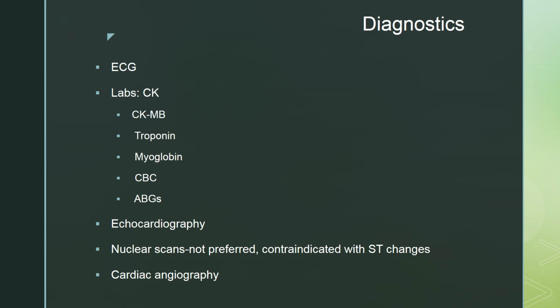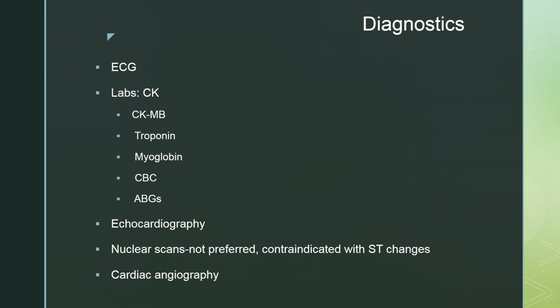Okay, diagnostics, EKG. Simple enough, right? Somebody comes into the hospital, they're complaining about chest pain. The first thing we're going to do is load them up to an EKG. We're also going to do labs: CK, CKMB, troponin, myoglobin, CBC, ABGs. If they're not awake and alert and oriented, we might do some ABGs to see if there's something else going on there. Echocardiogram, and like I said, we usually do that 24 hours after they've had an MI.